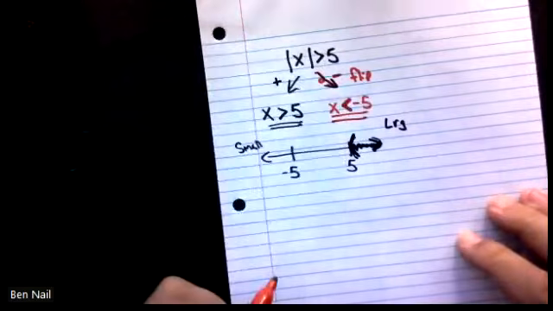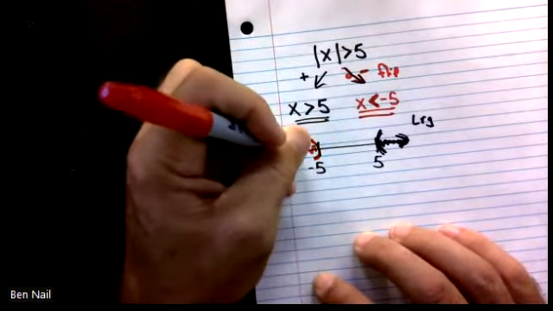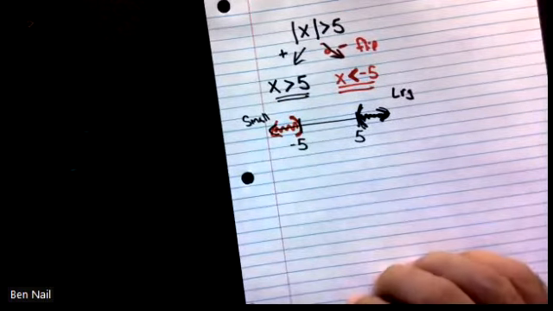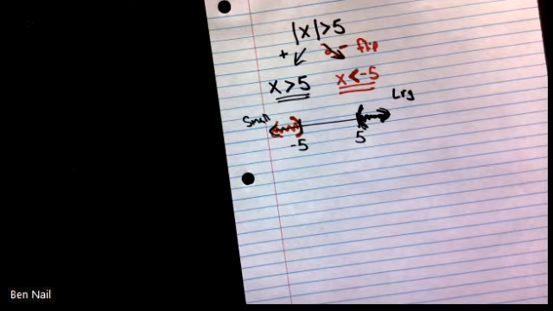X is less than -5, open dot or parentheses to not include, less than is over here. So this one shades in opposite directions. It behaves kind of like an OR problem from the other day. Now, the interval notation for this one is kind of goofy.